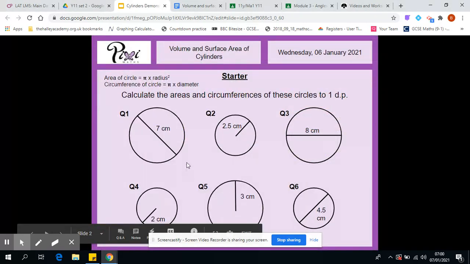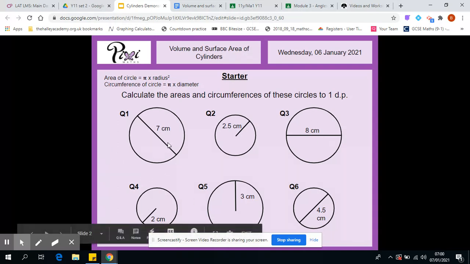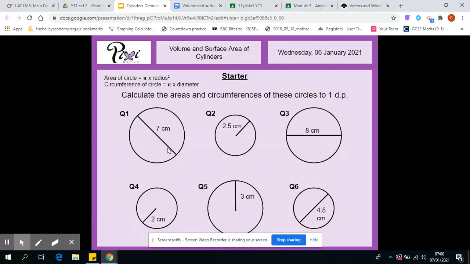Now let's look at the starter questions. Here we have 6 circles. In question 1, the diameter of the circle is 7, and in question 2, you are provided the radius of the circle, which is 2.5 centimeters. As you may recollect, the diameter is twice the size of the radius. In this case, the diameter is 7 centimeters and the radius is 3.5.